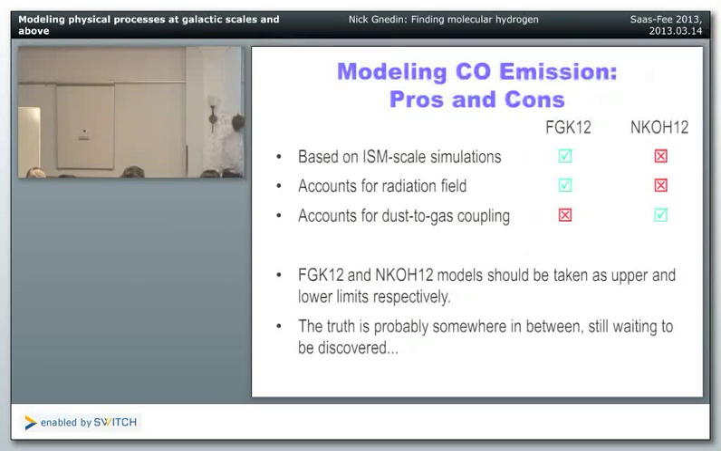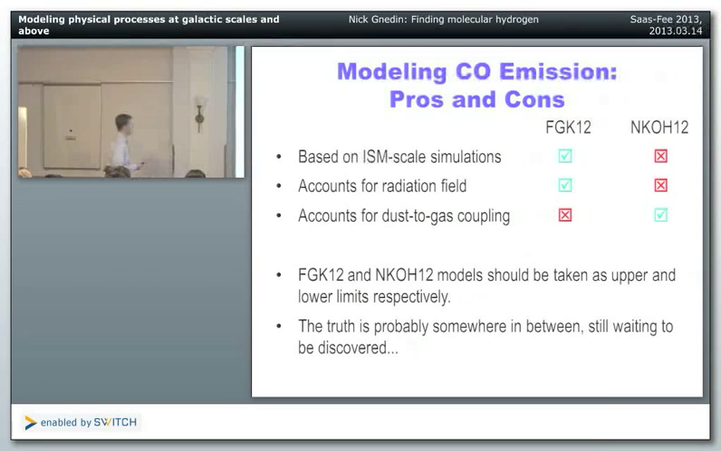Our model is based on small-scale simulations. Theirs is just an analytical model. Our model does account for the radiation field, and theirs doesn't. But they do account for coupling between dust and gas, and we don't, simply because this Glover and Mac Low simulation didn't account for this coupling, so we could not do anything. We could not go on those simulations and do that.